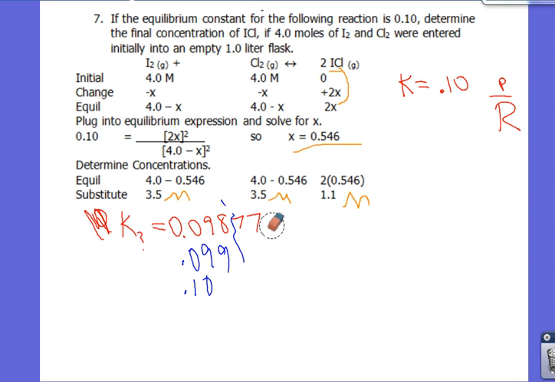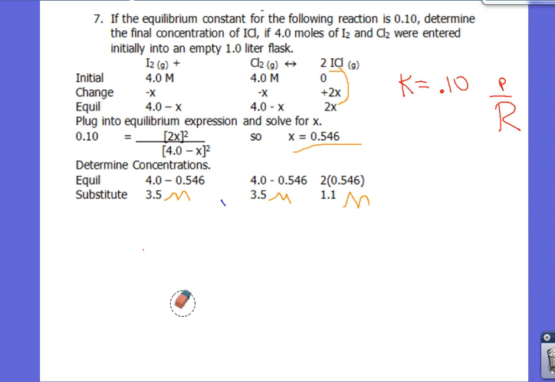Not sure what this is. I'm just erasing it.